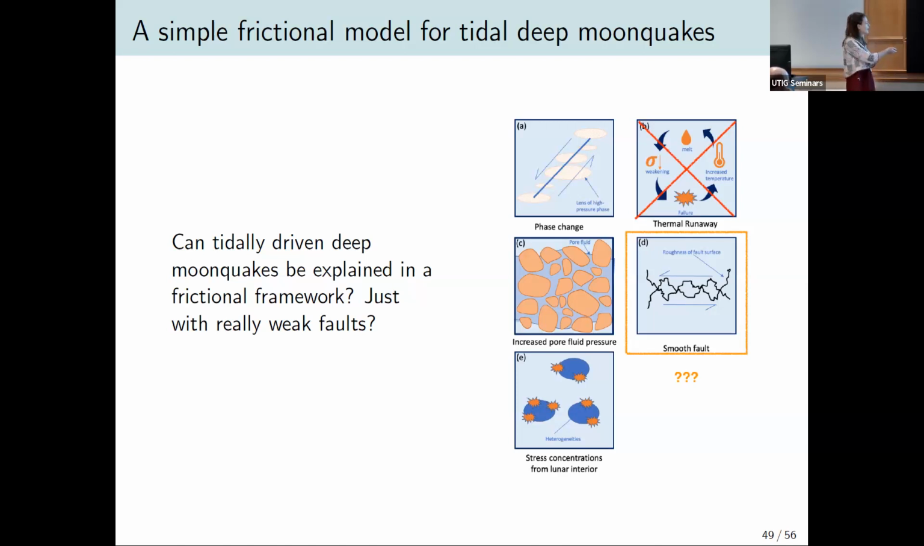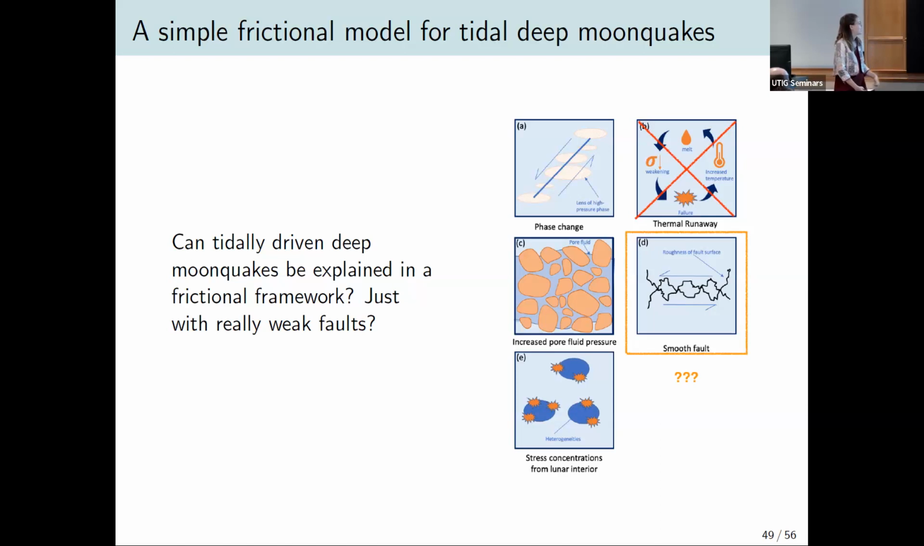And so I've highlighted here this model of a smooth fault. And so this is the idea that because moonquakes are happening over and over again, they might have ground down the surface of the faults. And if they're really smooth, it will be easier to make them slip. They'll be weak. And then maybe we don't need a big stress to drive them because they're just so easy to slip. And so what can we do to try and test this?